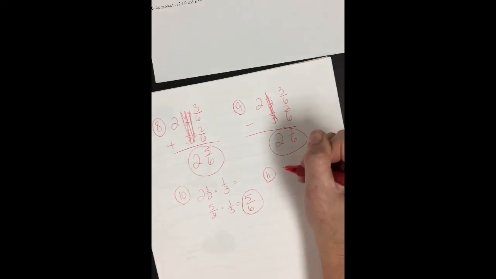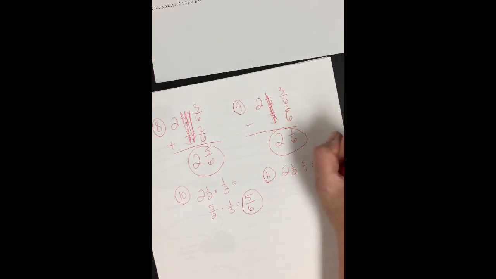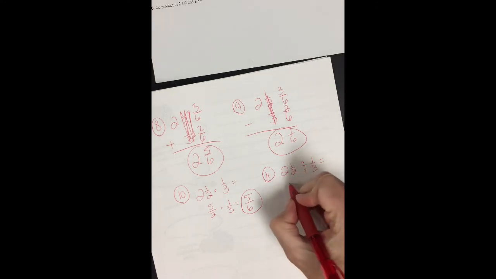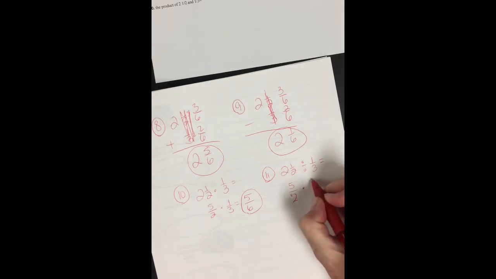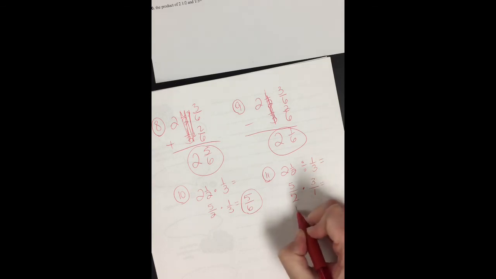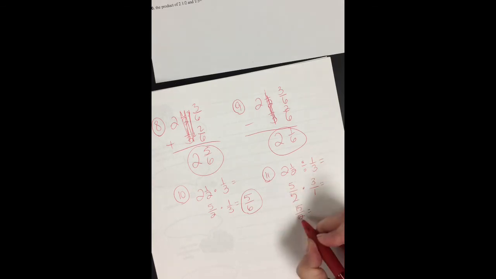Number 11. Quotient refers to division. Change this to an improper fraction. We don't divide, we multiply and flip the second, and that gives you 15/2, which is 2 goes into 15 7 times with a remainder of 1. The denominator stays the same.